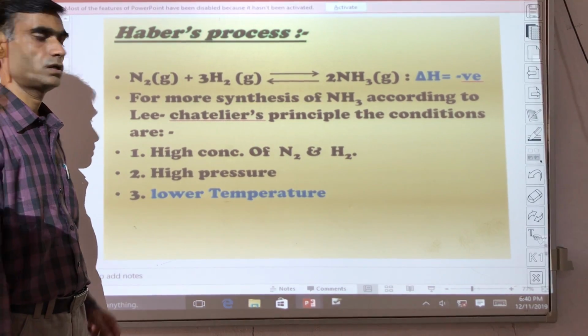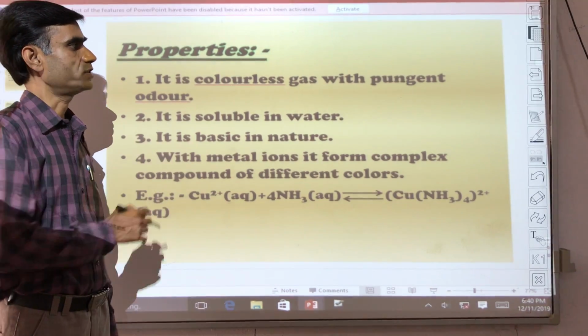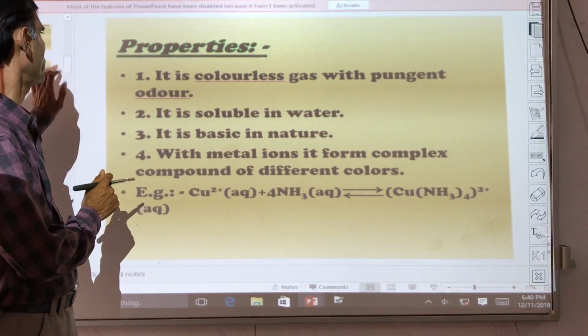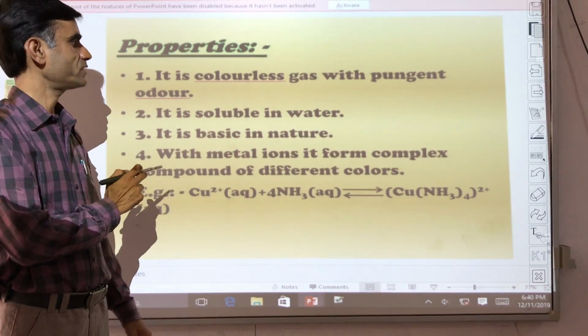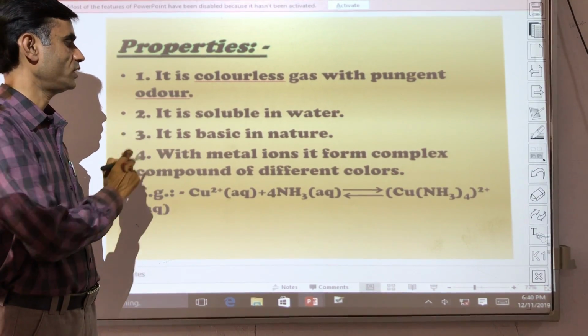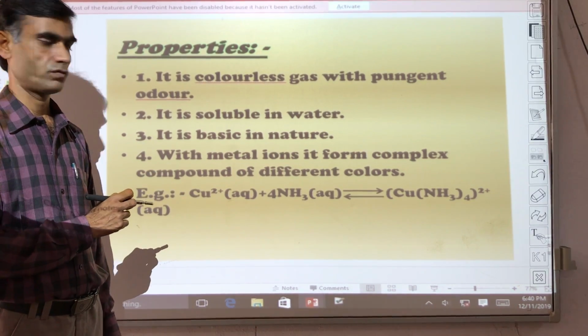Now we pass on to the other. Now we see its properties. What are the different properties of ammonia? It is a colorless gas with pungent odor. It is soluble in water. It is basic in nature because there is a lone pair of electrons over nitrogen.